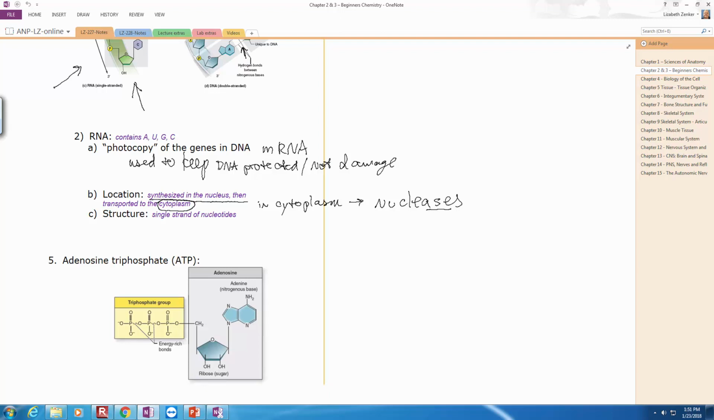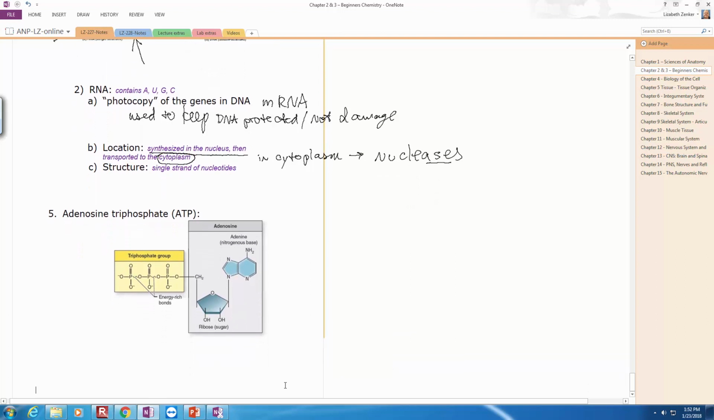So if we look at another molecule called adenosine triphosphate, I'm going to put some spaces here so I can bring it up on the page.